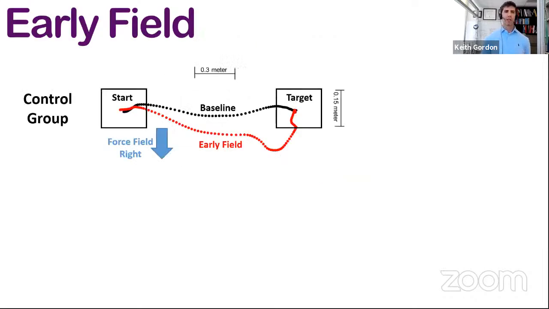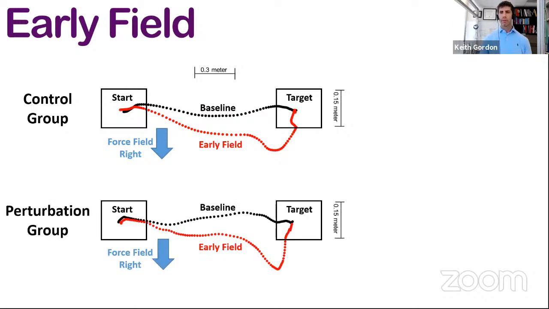Okay, let's take a look at what they actually did. First, we'll take a look at the early field, right? The first 4 trials in the consistent viscous force field. So shown here are the center of mass trajectories for a representative participant from the control group during a single baseline trial and the first trial in the viscous force field. Clearly, the center of mass trajectory here deviated to the right, the same direction as the applied force field, when compared to the baseline trajectory.